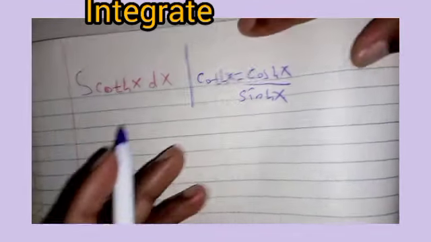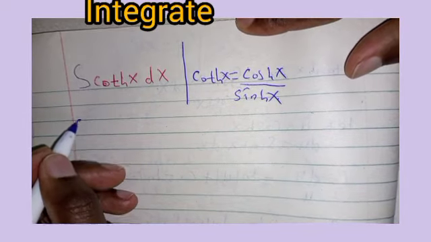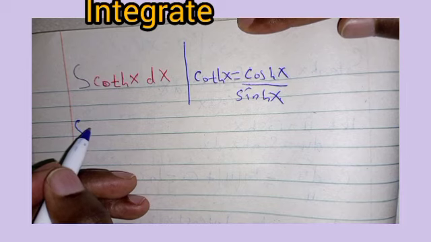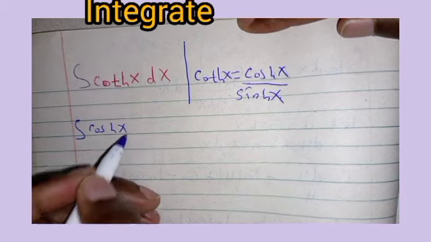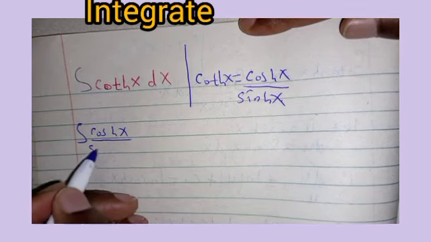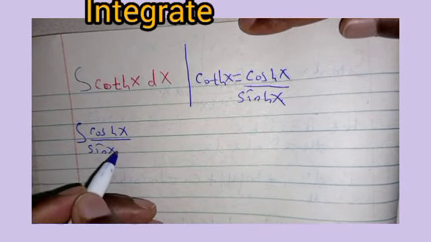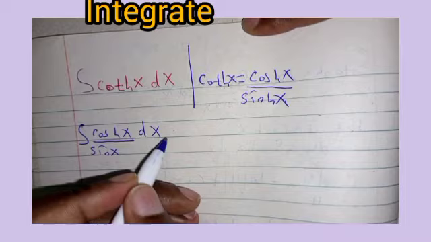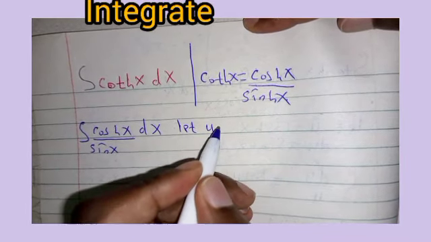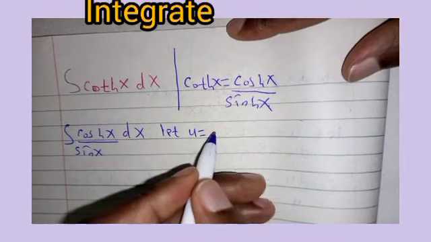So we are going to substitute the hyperbolic cot of x with the hyperbolic cos of x divided by hyperbolic sine of x. Then we integrate all this. To do that, we are going to use integration by u substitution. So you will let u be equal to the denominator.